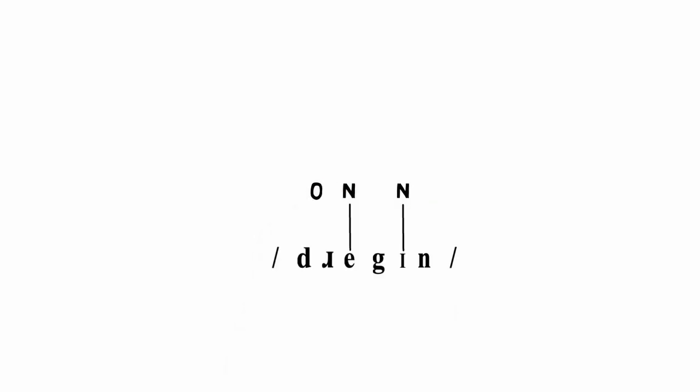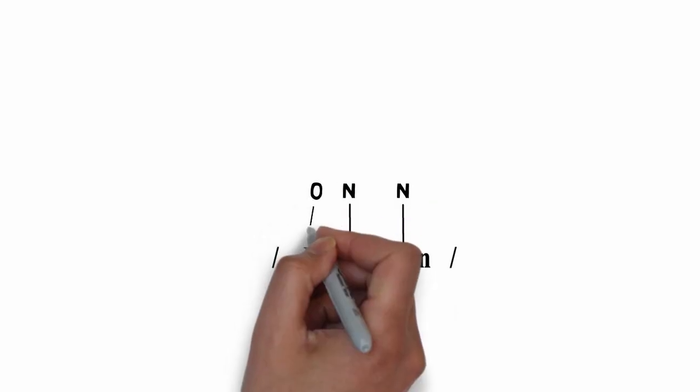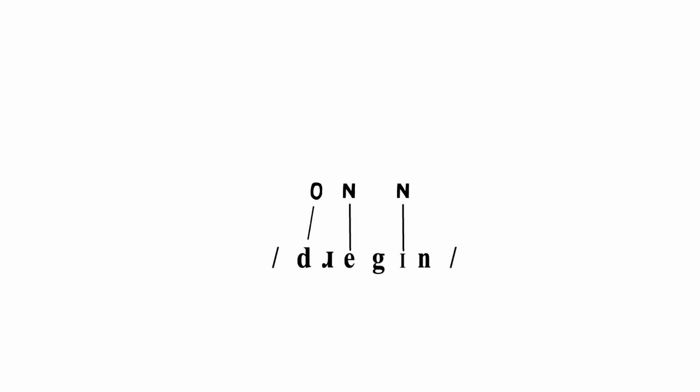Next, let's determine the onsets. Starting with the first syllable, the onset is fairly obvious. It's the first two sounds at the start of the word, dra.